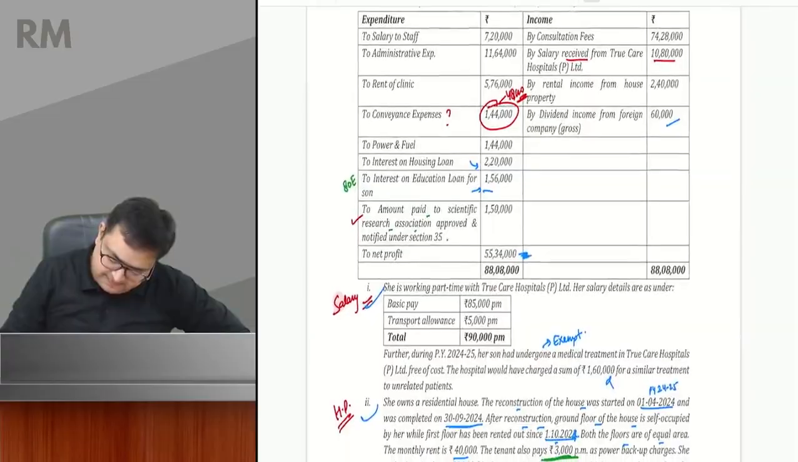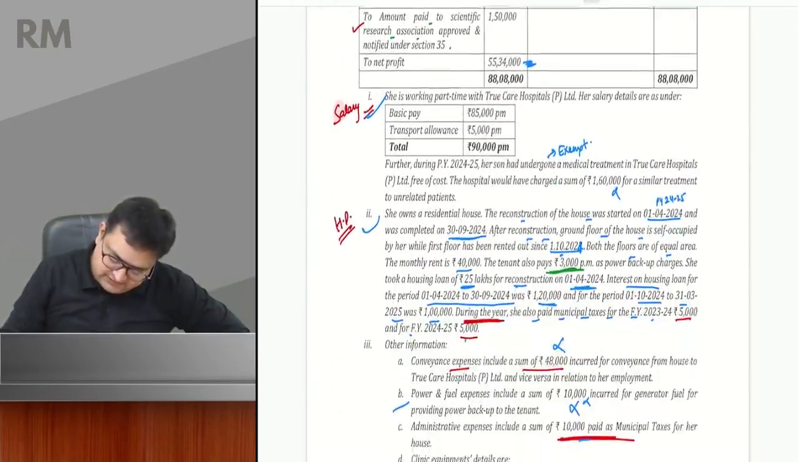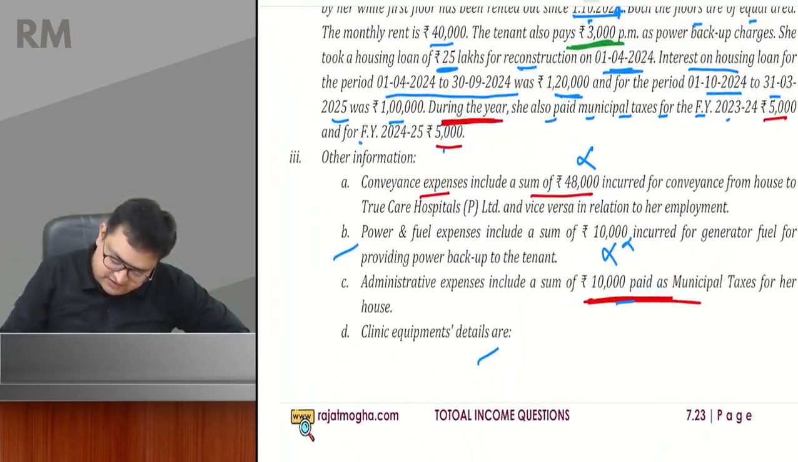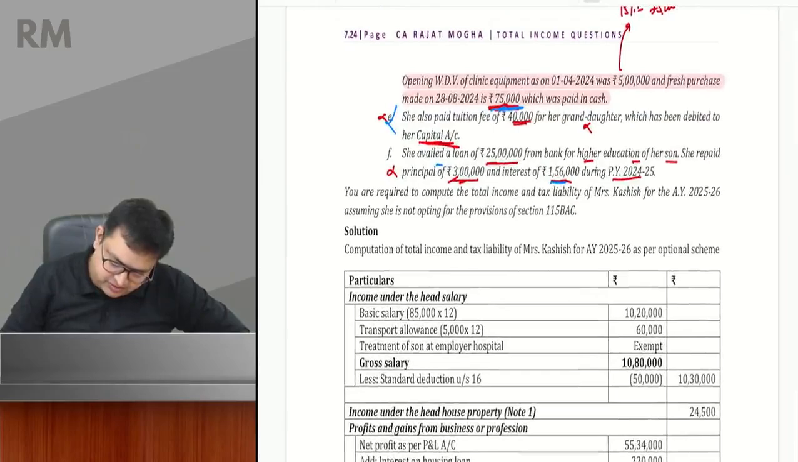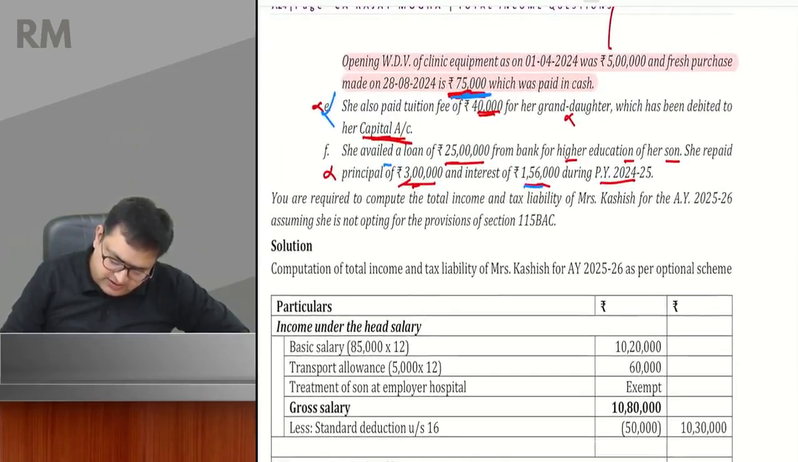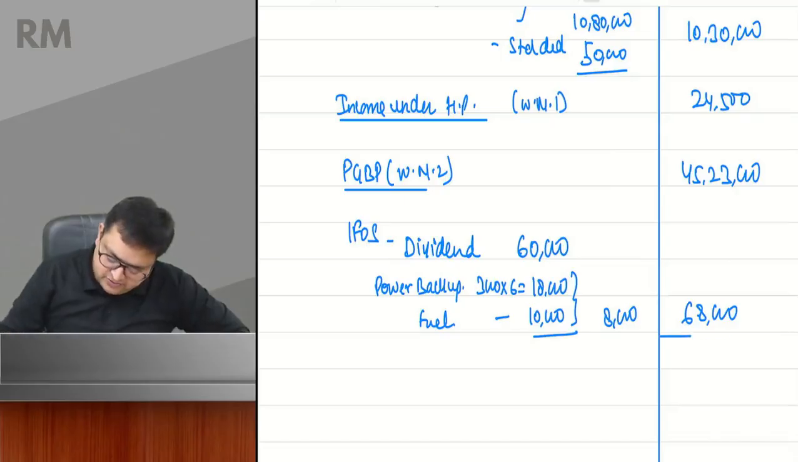Then let us see if we have left anything. Conveyance, power, fuel, admin expenses, clinic equipment. 80C we will not get. We will write now. First of all, GTI.